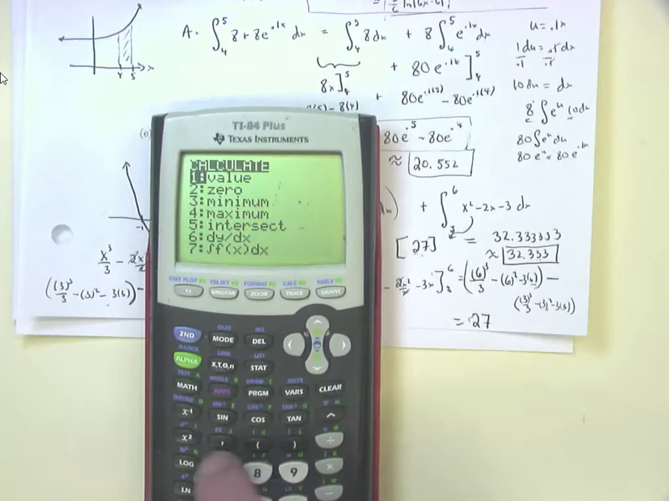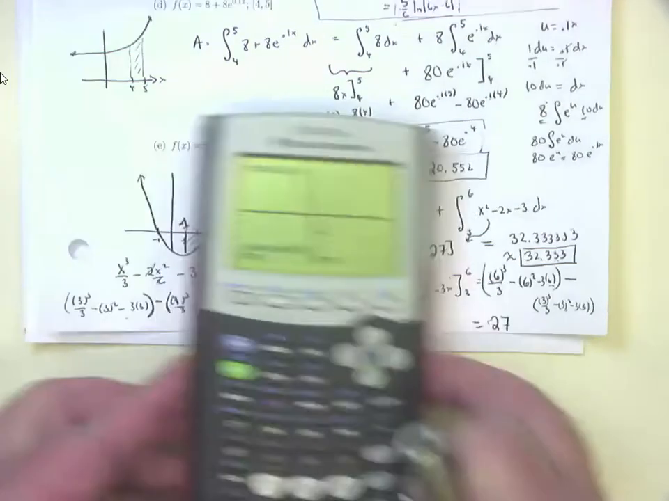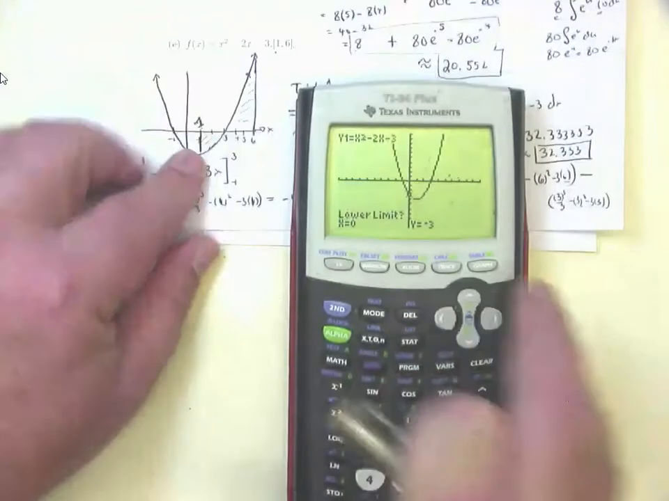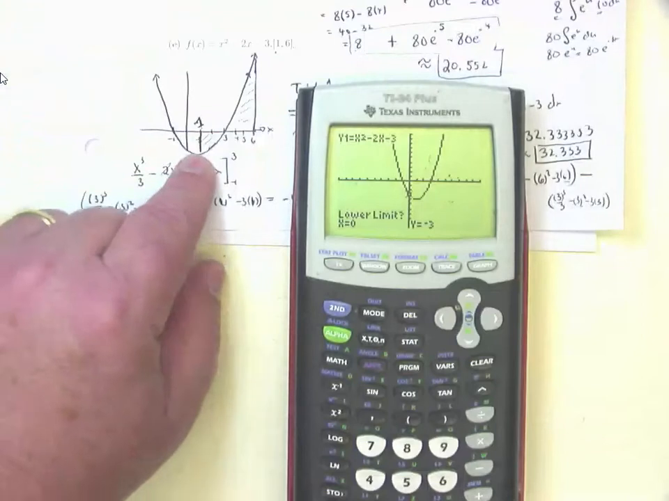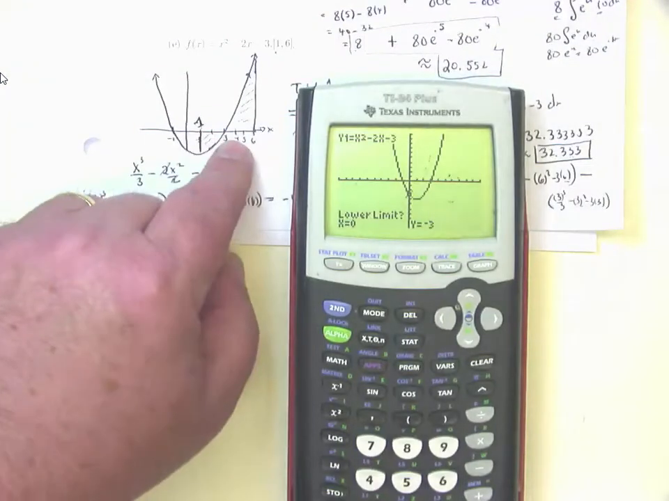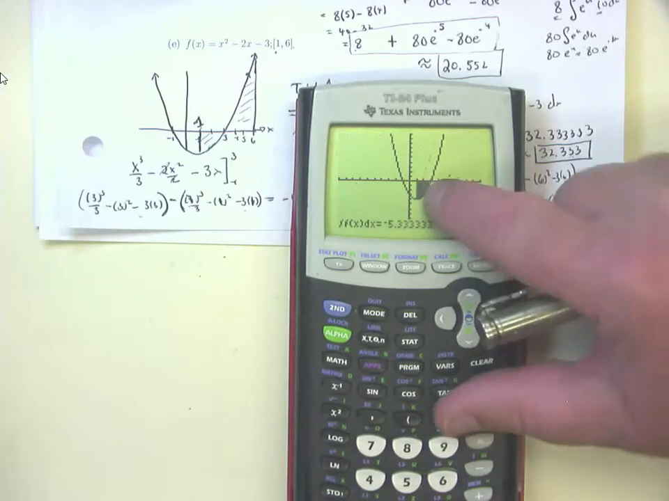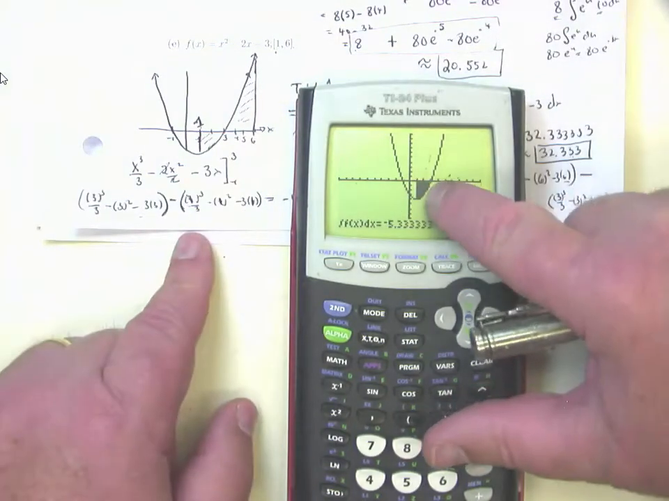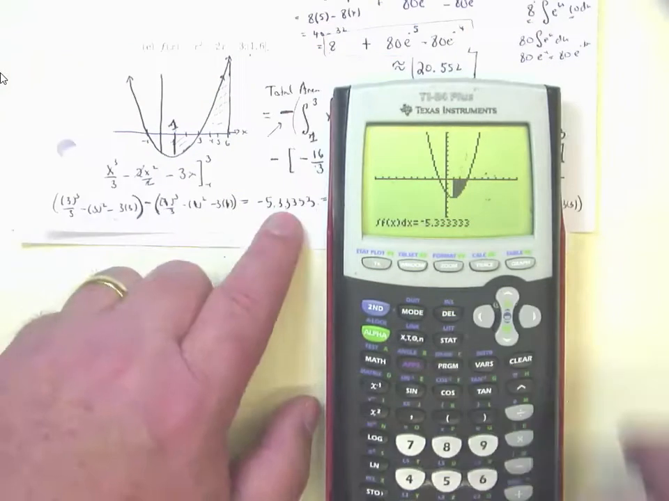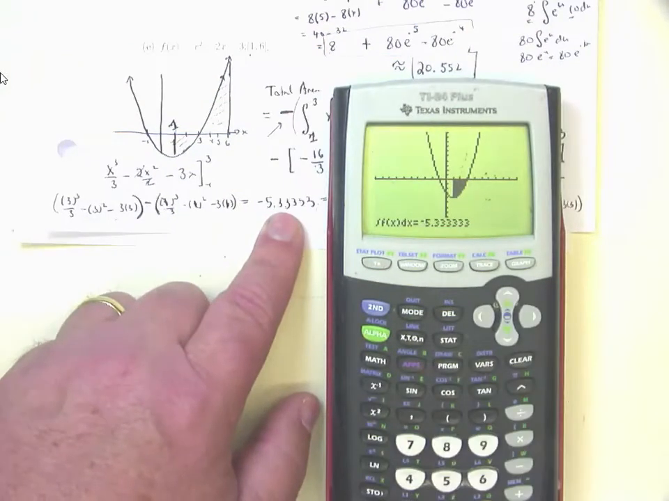So if I do number 7, what was my lower limit for this? Let's go to the negative region first. It was between what two numbers? 1 and 3. So lower limit was 1, the upper limit was 3, and notice it gave me the area under the curve, and it came to be negative 5.33333. So I know I got that part right.